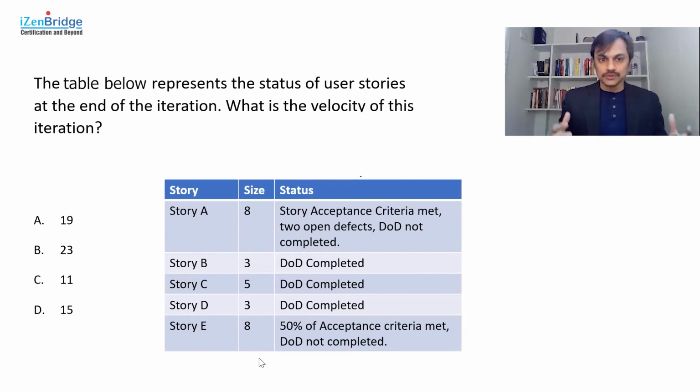your velocity? How do you calculate velocity for the given iteration? The options are just the numbers 19, 23, 11, 15, but I think the whole idea is about the calculation. So you can pause the video and calculate yourself so that we can check how we align.